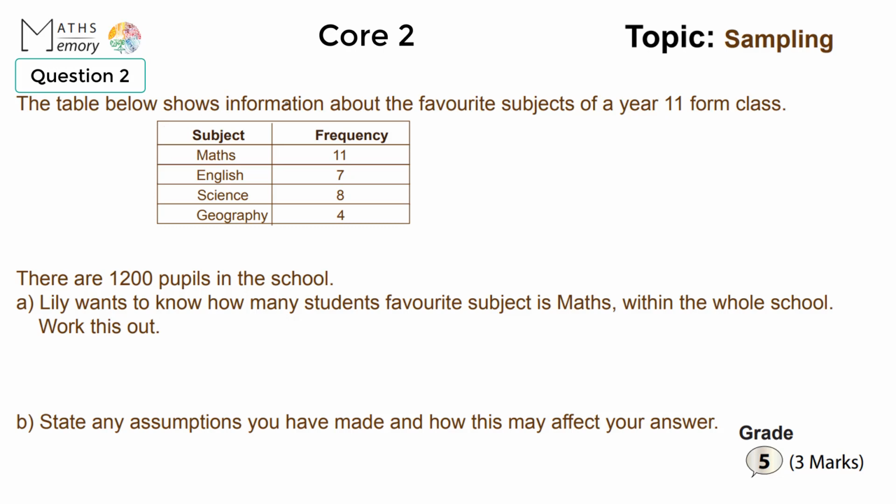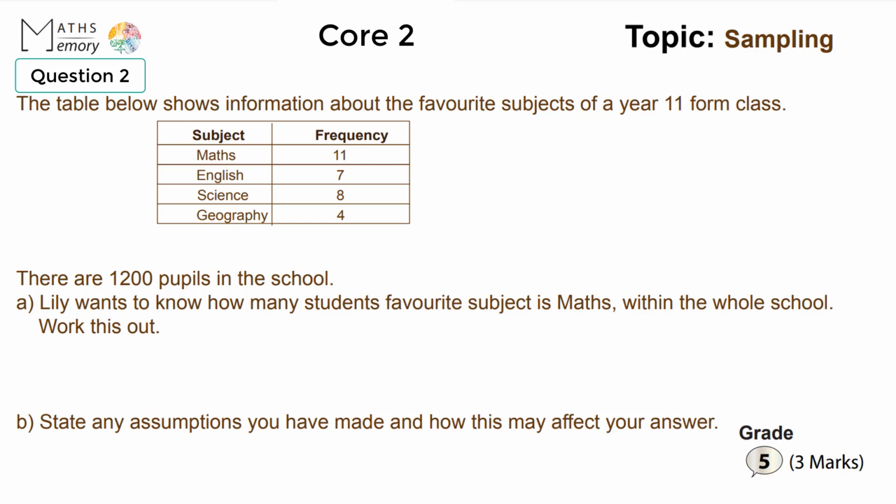Now the table below shows information about the favourite subjects of a Year 11 form class. So here we have 4 different subjects and the respective pupils that like these subjects. So maths 11, English 7, science 8, geography 4. Okay, there are 1,200 pupils in the school altogether.